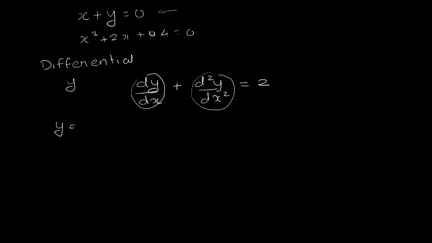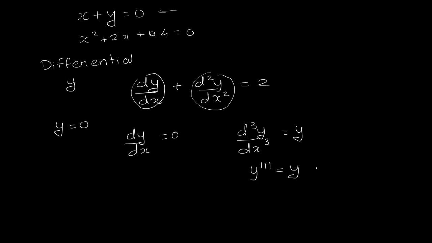Now for example, y equals 0 is not a differential equation, but if I write dy by dx equal to 0, this becomes a differential equation, because a derivative of a function is present. Or even if you write d cube y by dx cube is equal to y, this is a differential equation. Or even like this, y triple dash is equal to y, this is a differential equation.